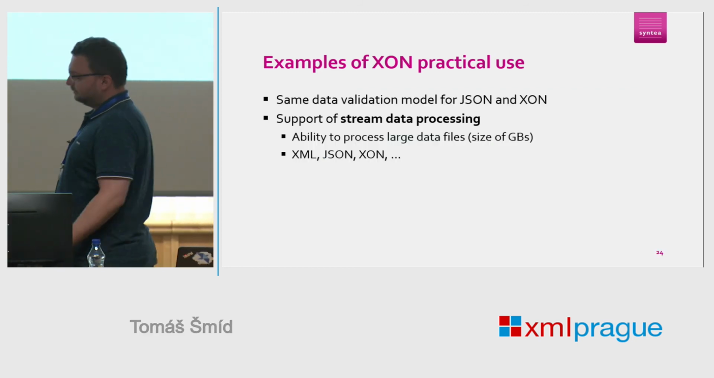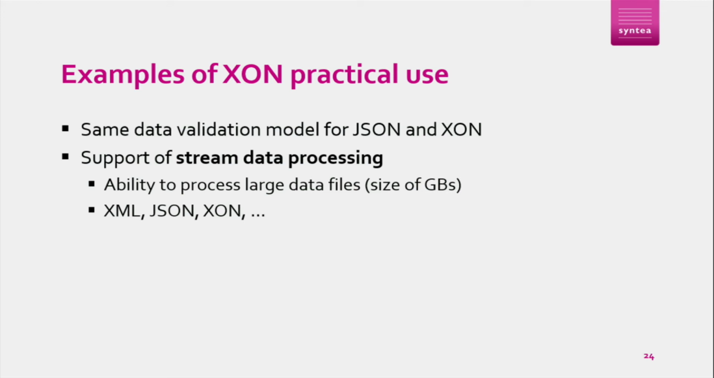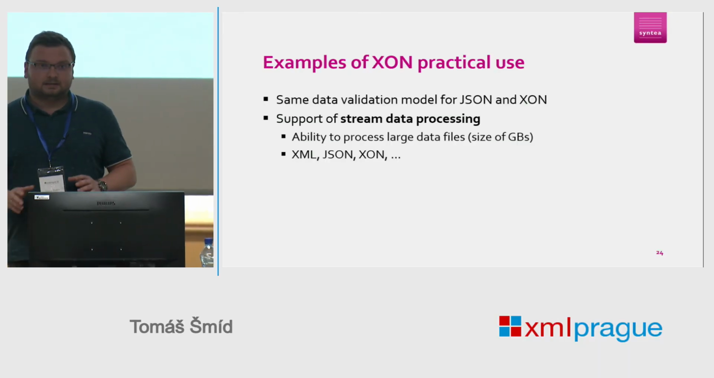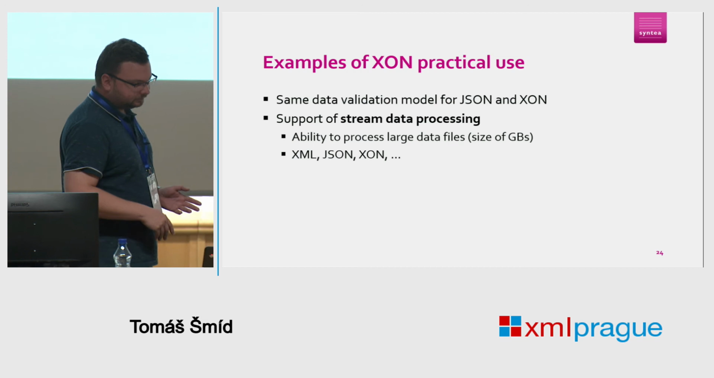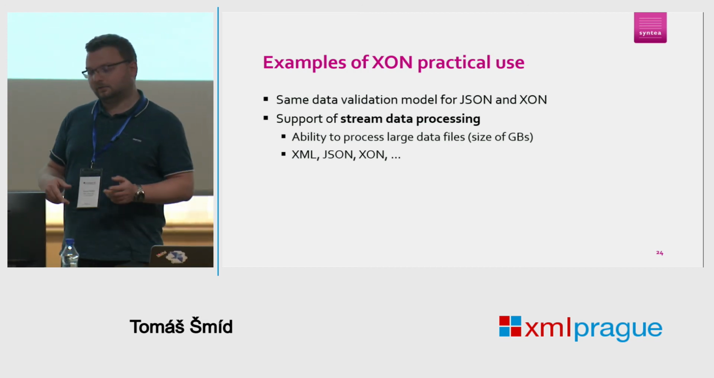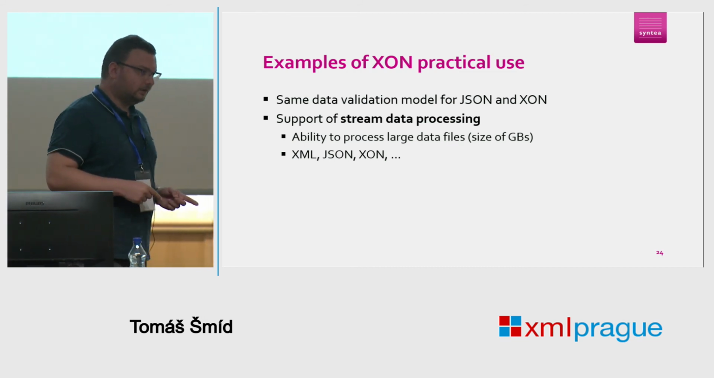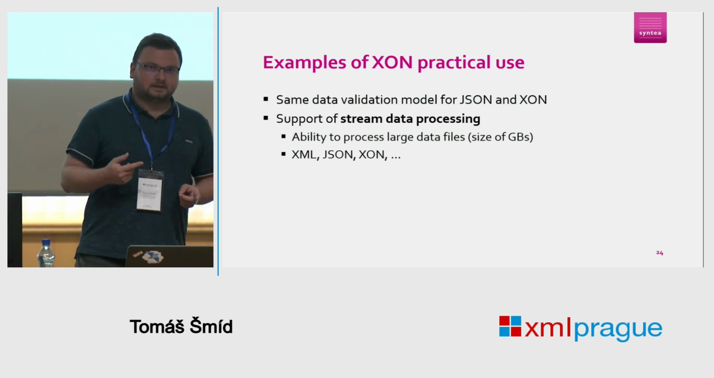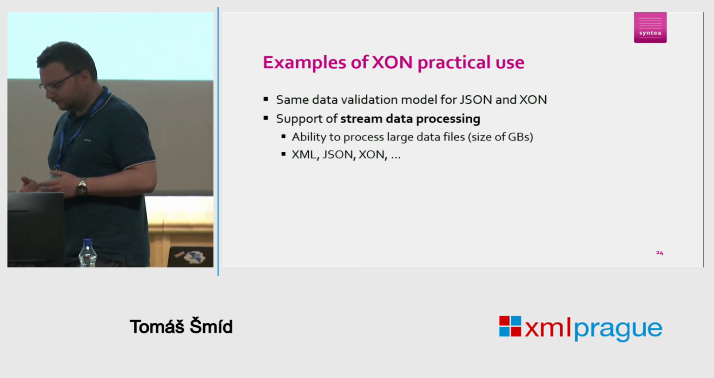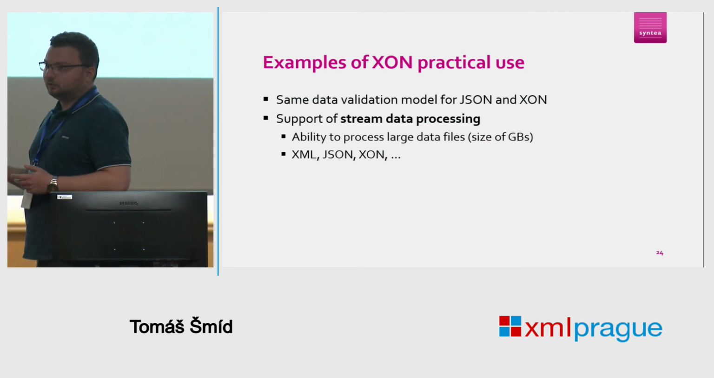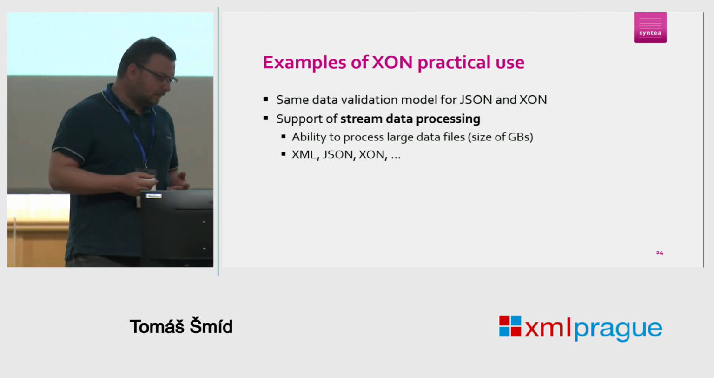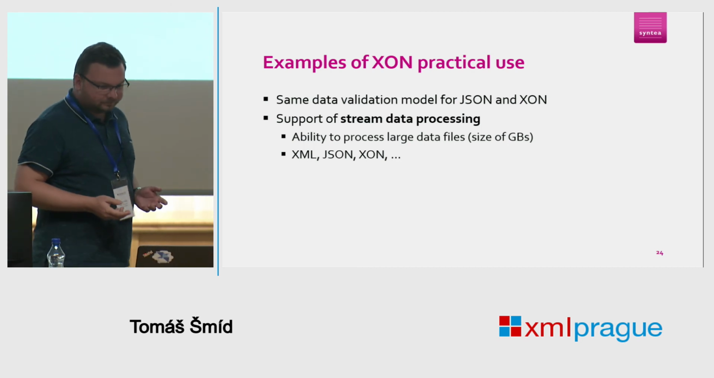Based on this very simple example, we can build a more difficult real case scenario. We already know that we can use X definition XON to validate JSON. If we combine this new feature with stream data processing, which is already implemented in X definition, we will also be able to process huge or very large JSON data, which you can receive from your customer or whatever else, in the repos, for example.